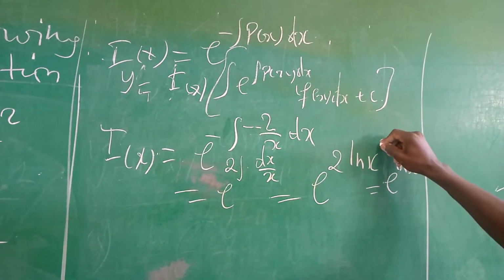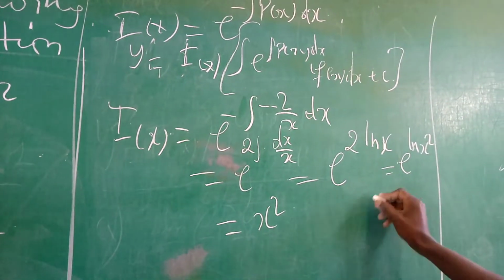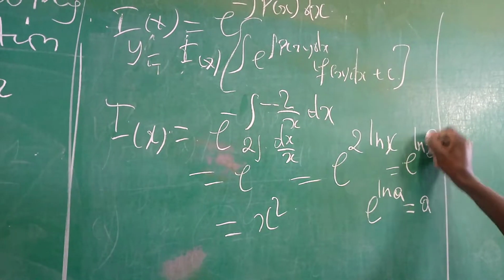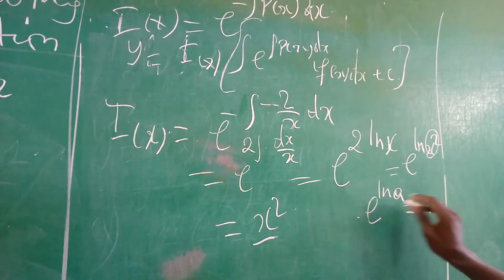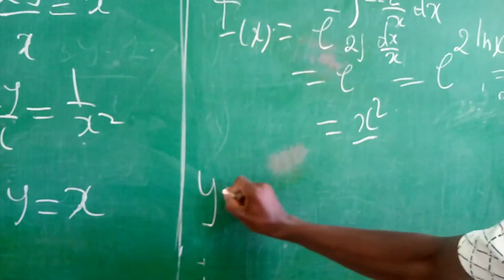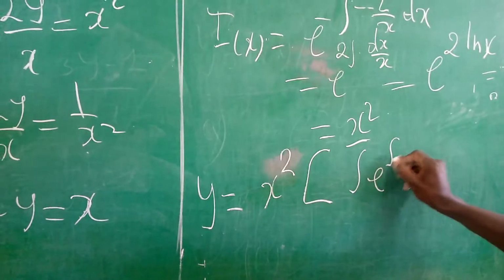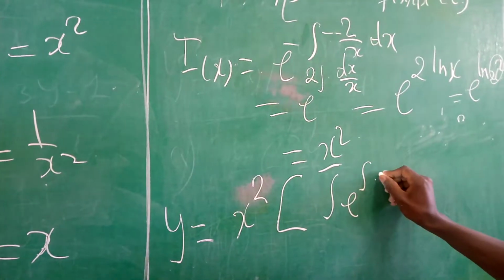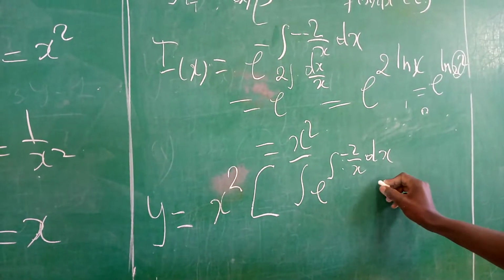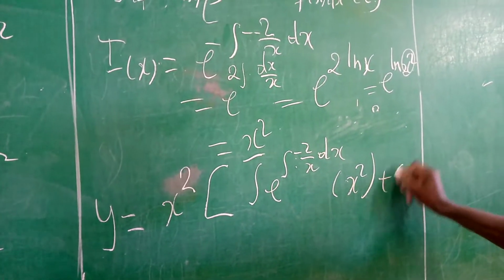The 2 comes up here, and then becomes the power, then we remain with x squared, because we know that e^(ln a) will be equal to a. It means this x squared takes this value. So we are going to put in our equation y is equal to x squared, bracket, integral of e^(integral P(x) dx), which is equal to negative 2 over x dx, times f(x). We have seen that it is equal to x squared, and then plus a constant.